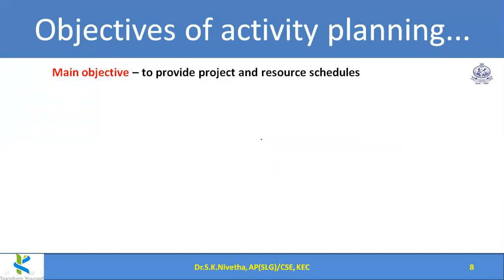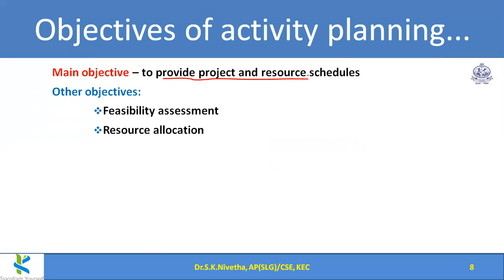The objective of activity planning is to provide a project with a complete schedule, a project schedule and the resource schedule. That is the main objective. If activity level planning is not done, we cannot have a proper schedule for this project. When do we complete each part of the work? Though this is the main objective, additionally, we can use this for feasibility assessment and resource allocation.